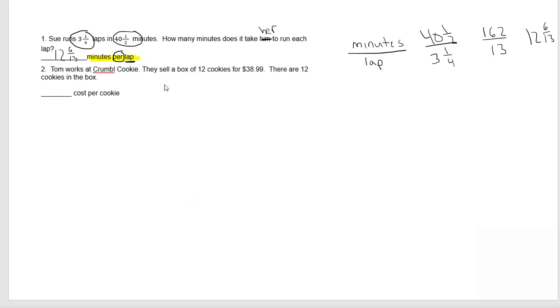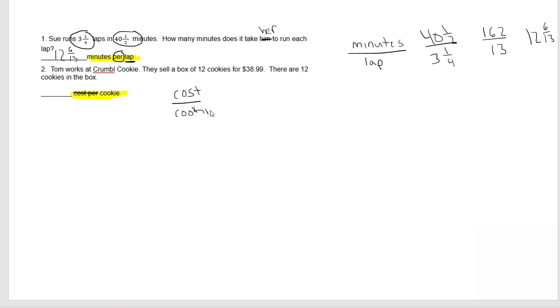Tom works at Crumble Cookie. They sell a box of 12 cookies for $38.99. There are 12 cookies in the box. So the first thing I want to underline for you is this part right here, this cost per cookie. That's going to help us to know how to set up our rate, and then we'll be able to find our unit rate. So if it's cost per cookie, we're going to have cost divided by cookie.